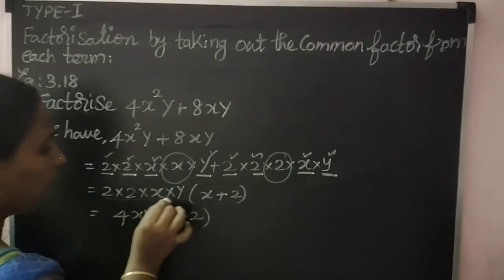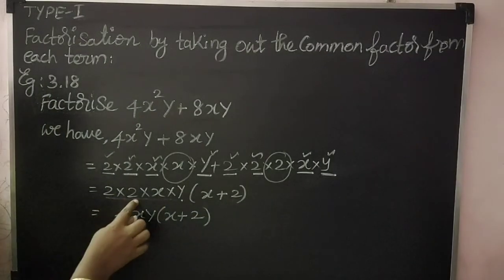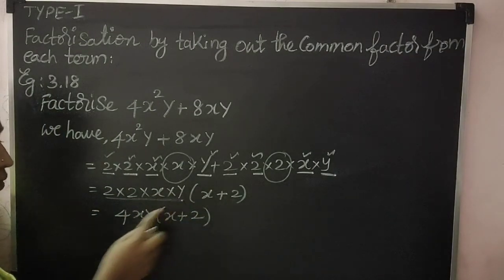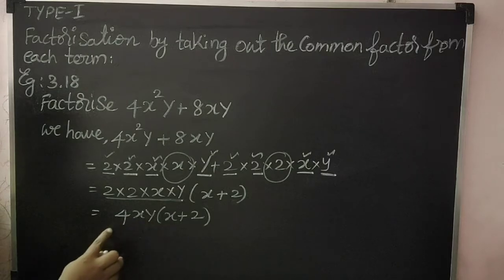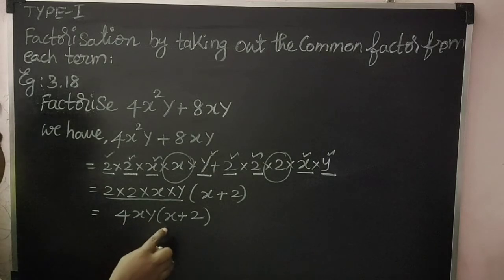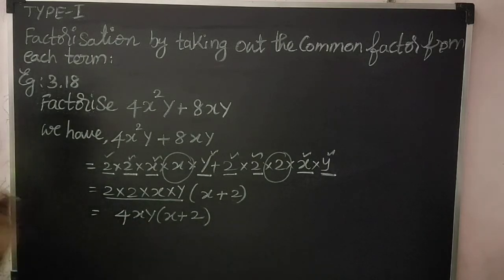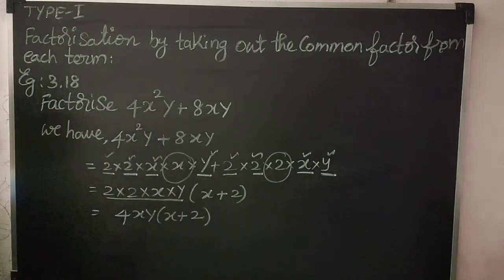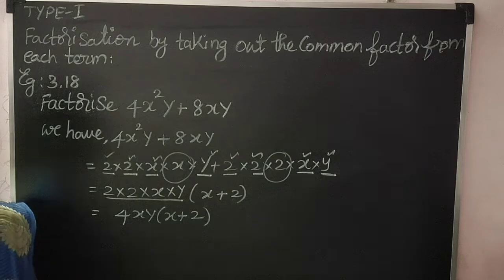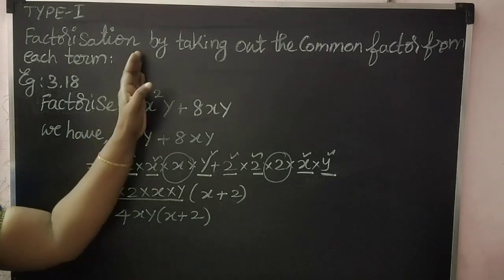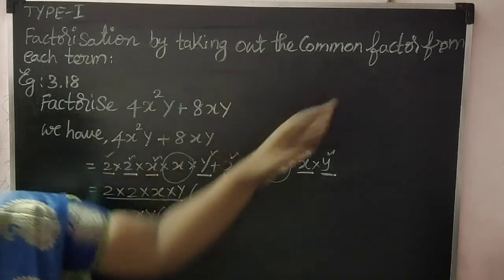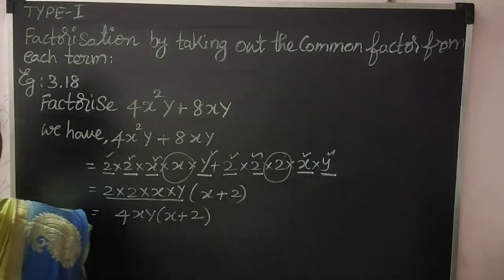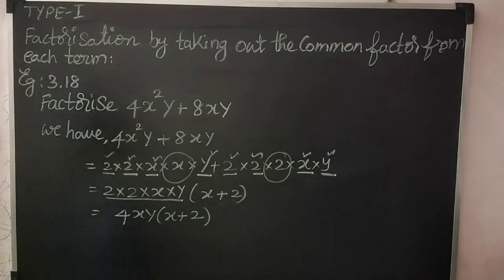Next you are going to multiply these fully. 2 2s are 4, x into y you will get xy. So you will get the answer as 4xy into x plus 2. This 4xy and x plus 2 are the factors of the given algebraic expression. So this is the form of factorization by taking out the common factor. Is it clear?